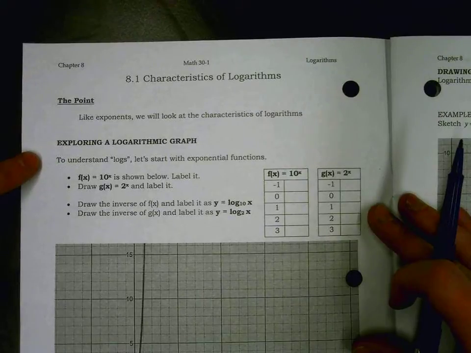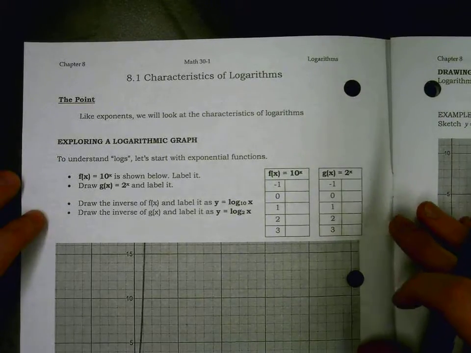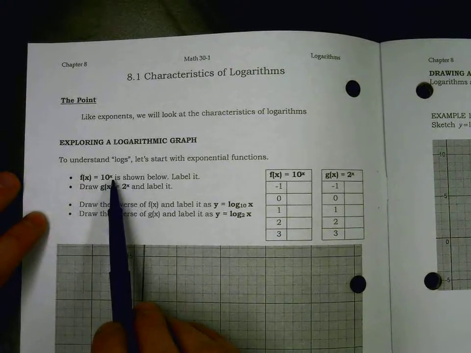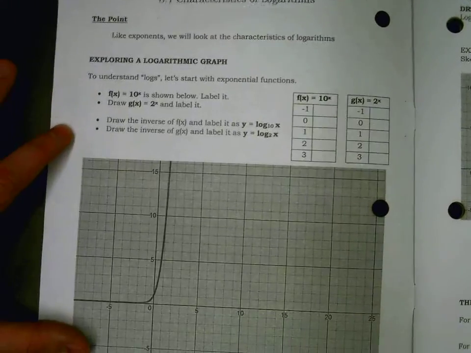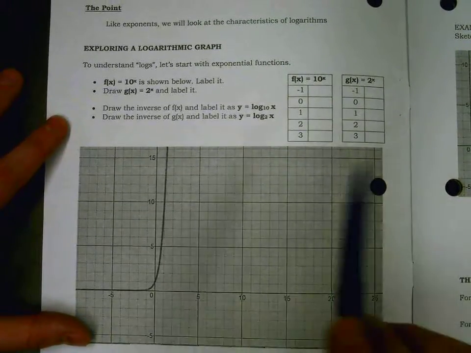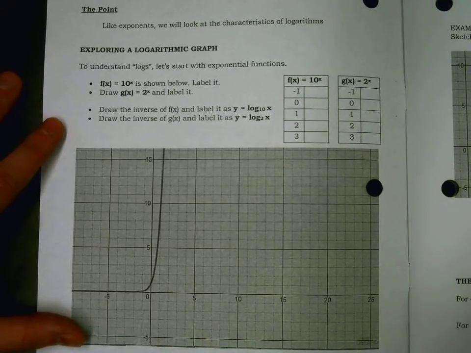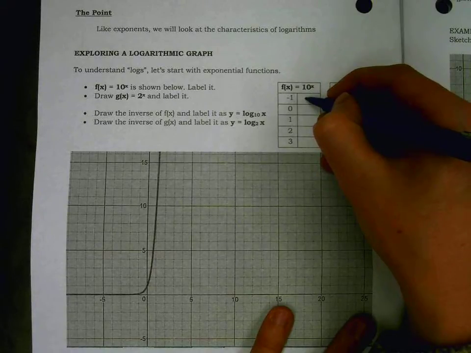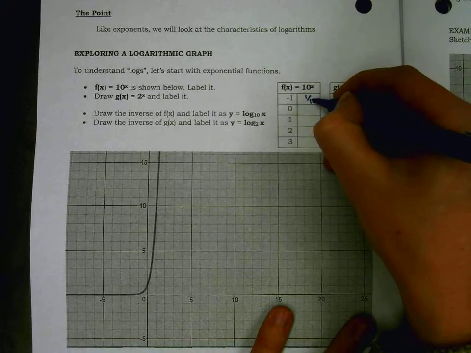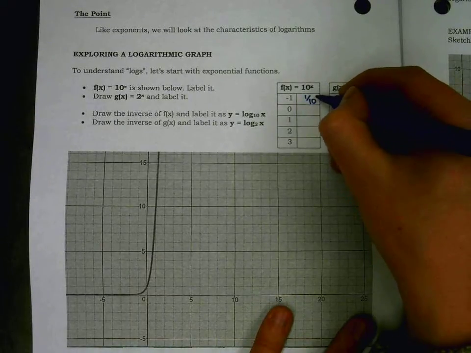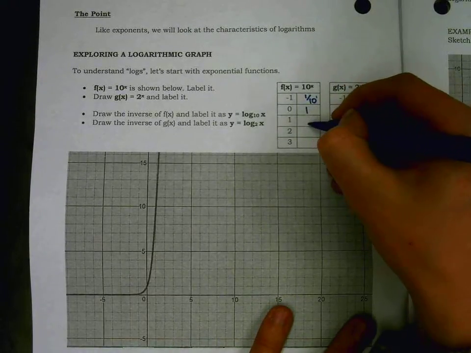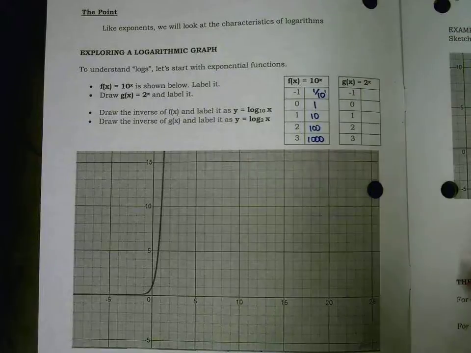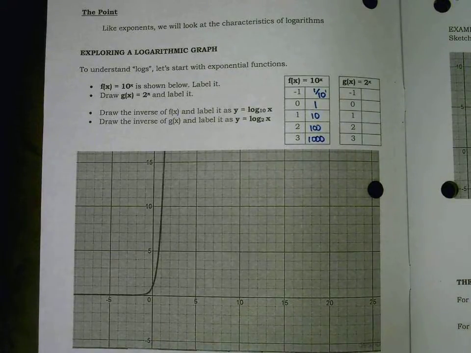So in exploring a logarithmic graph, to understand it, we first need to start again with exponential functions. So what we're going to do is draw 10 to the power of x, and I've done that for us in your notes. We're also going to then draw 2 to the power of x and label it. So 10 to the power of x: 10 to the negative 1 is flipping it over and saying 1 divided by 10 to the positive 1. 10 to the 0 is 1. 10 to the 1 is 10. 10 squared is 100, 1,000, and it might be a bit tricky to fit anything on this graph because 10 is such a strong base.